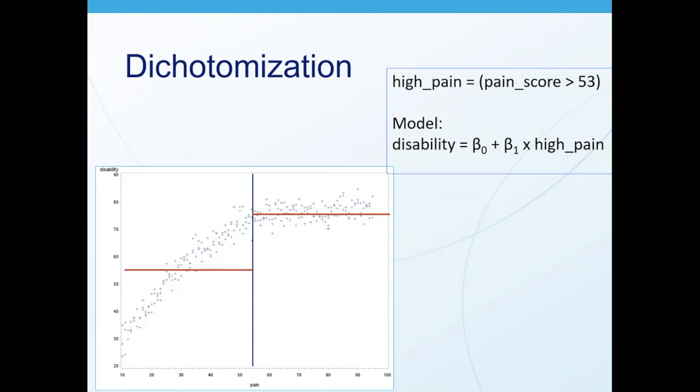You can also see from this example one of the hallmarks of dichotomizing, which is that there's a discontinuity in the predicted values, a sudden jump. If you've got a pain score of 53, you're predicted to have a disability score of around 55, but your neighbor with a pain score 1 point higher suddenly jumps to a predicted disability of 76, 21 points higher. And this just isn't our understanding of the way things work in real life. Almost never would you see a sudden jump in anything. This is what happens when you use dichotomization.